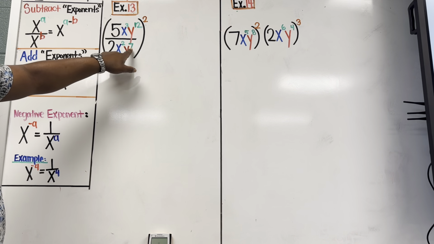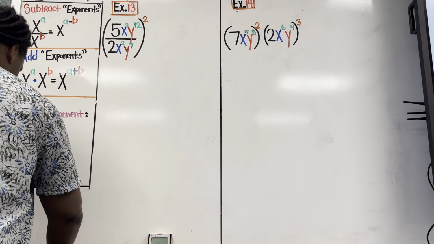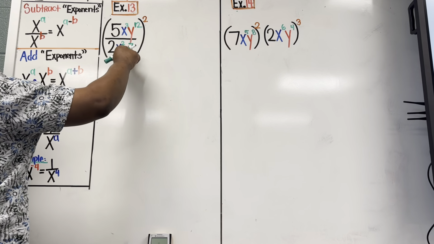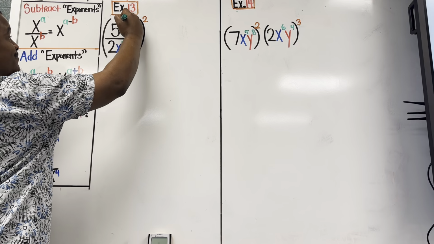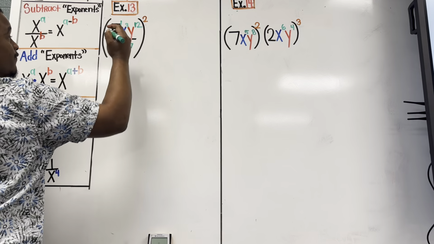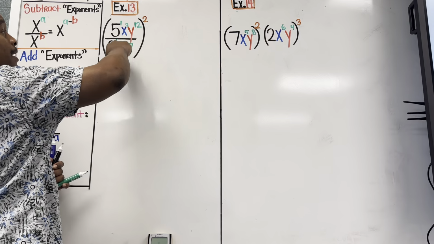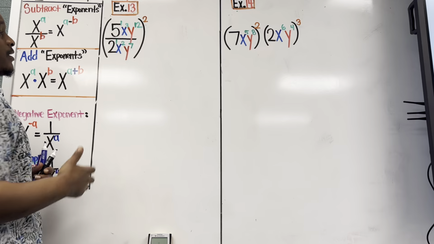Every variable or coefficient inside already has an exponent. The x's, this has an exponent of 3, this has an exponent of 2, the y has an exponent of 12, this y has an exponent of 7. And 5 actually has an exponent of 1, because 5 to the first power is just 5, 2 to the first power is just 2. So we're going to multiply all these inner powers by the outside power, which means everything will be to the second power of what it already is.